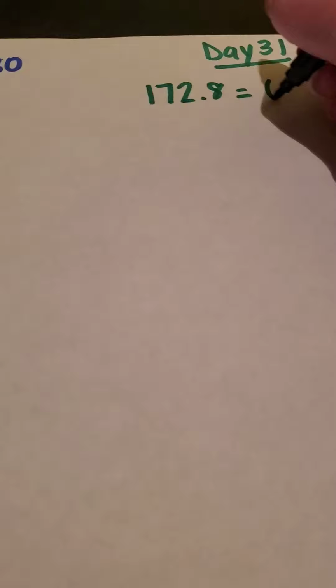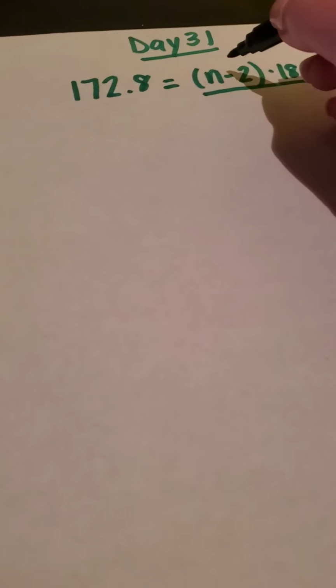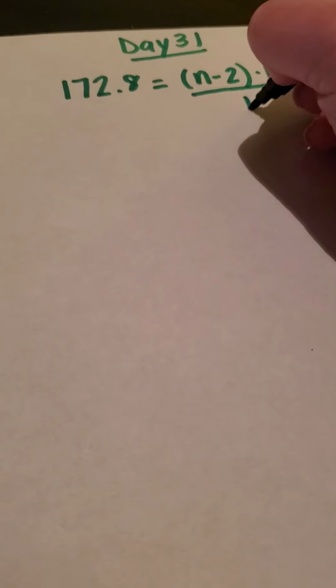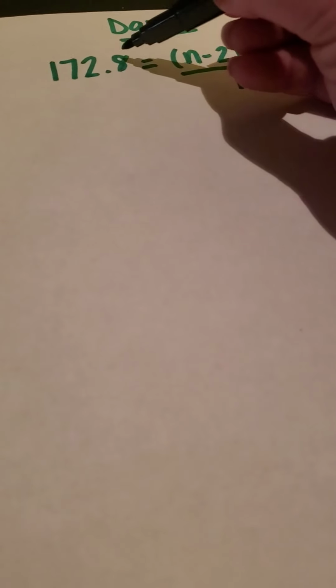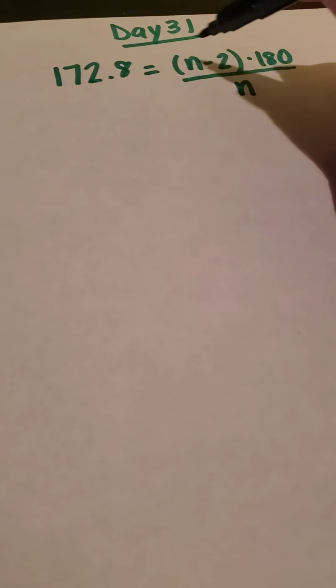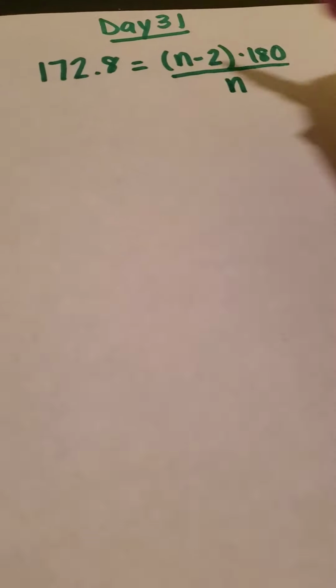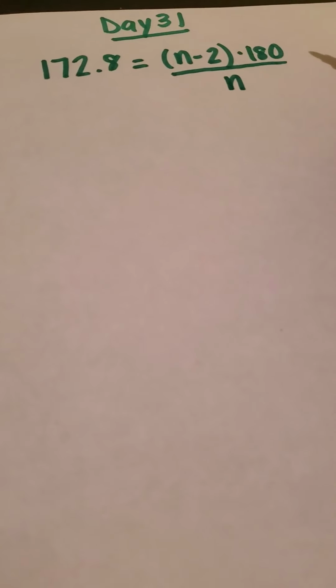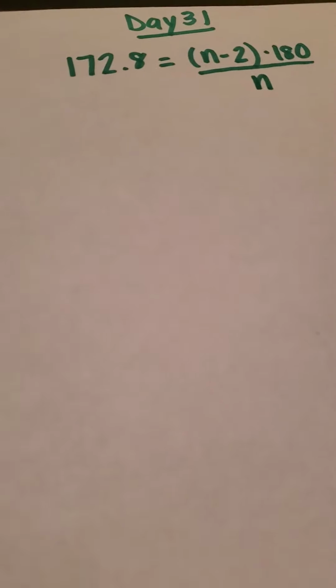So on days 28 and 29, you were finding one angle of a regular polygon. And so we had to do n minus 2 times 180, and then we also had to divide by n. So on day 31, when it gives you one interior angle of a regular polygon, you set it up a little bit differently, because this is the formula here that you would use to find the one interior angle of your regular polygon. So this one actually has a different first step.